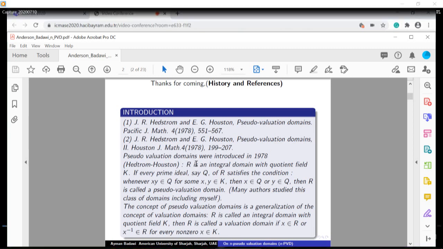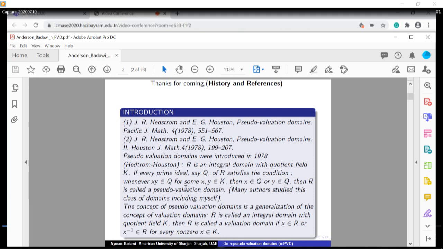As usual, you let R be an integral domain with quotient field K. If every prime ideal Q satisfies this condition, which is whenever you have xy in Q for some x, y in K, then x in Q or y in Q. If every prime ideal Q of R satisfies this condition, then we call R a pseudo valuation domain.